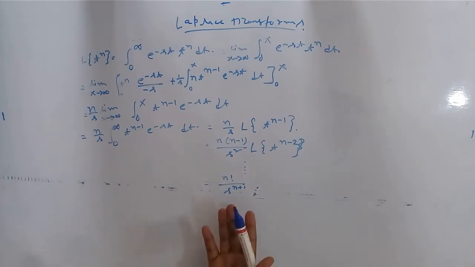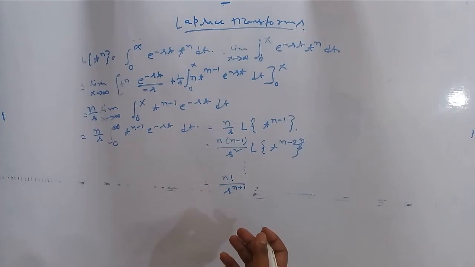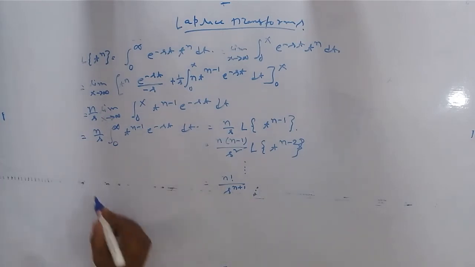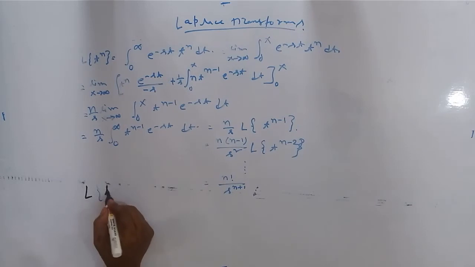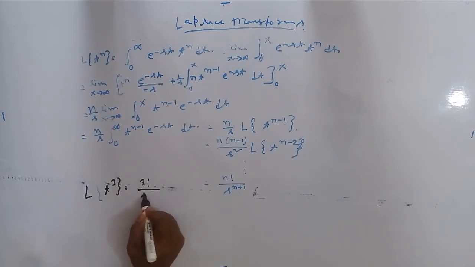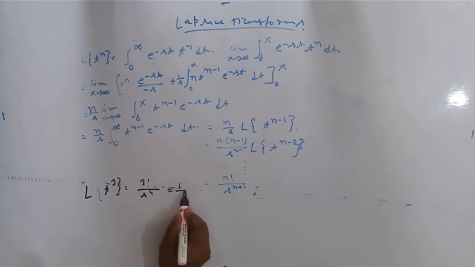So the Laplace transform of t to the power n is n factorial by s to the power n plus 1. Now we can apply this result for various powers of t. If we take L of t cube, here n is 3, that will be 3 factorial by s to the power 4, that is 6 by s to the power 4.